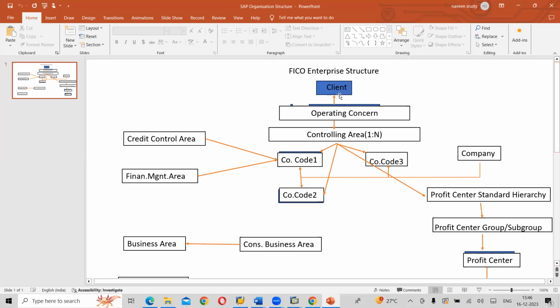Okay, we will discuss each and every item. Put a heading as Client. We have already discussed in the initial phase, but I'll give you only a glance now. Client. Write down: Client is a separate database set in SAP.